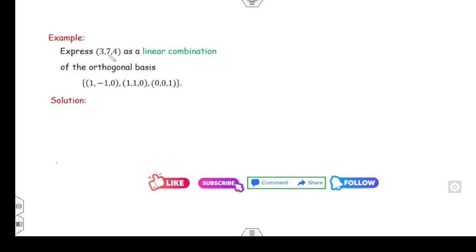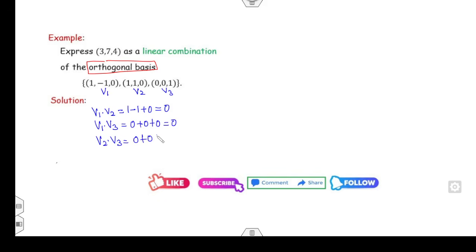So look at the example. Express 3, 7, 4 as a linear combination of the orthogonal basis. What is the meaning of orthogonal again? If you consider this as my v1, this is v2, this is v3, then clearly say what is v1 dot v2? 1 minus 1 plus 0, that is 0. v1 dot v3, 0 plus 0 plus 0, again 0. v2 dot v3, 0 plus 0 plus 0, again 0. That means yes, they are orthogonal. Fine. And how can you prove that it's a basis?